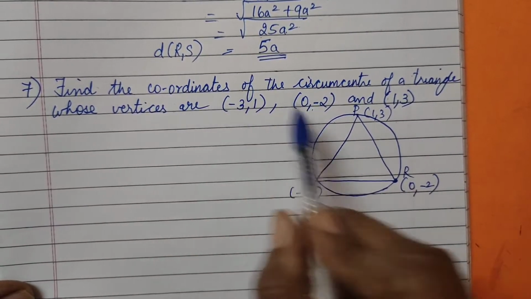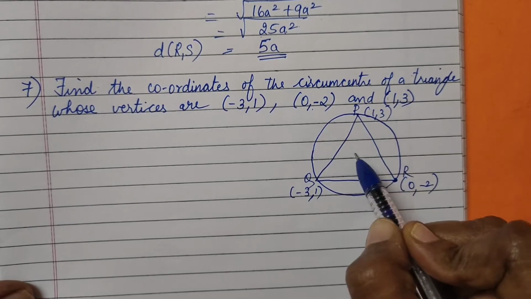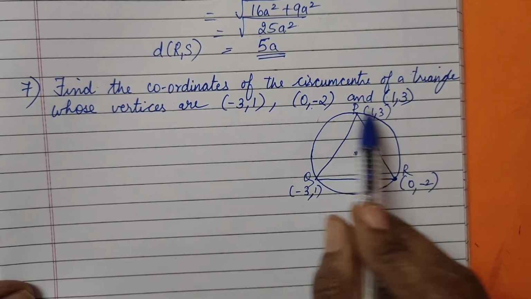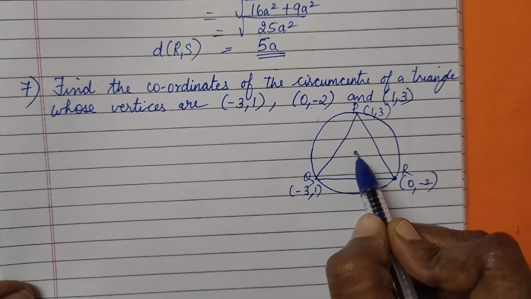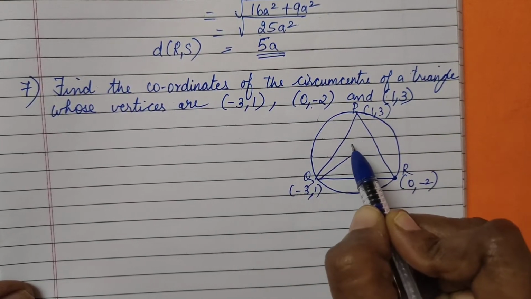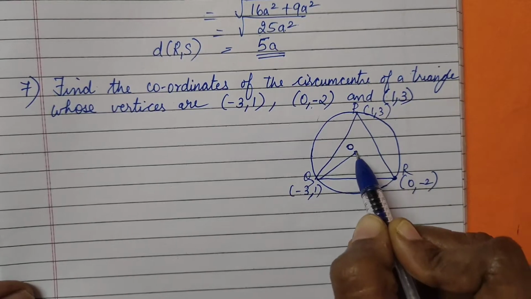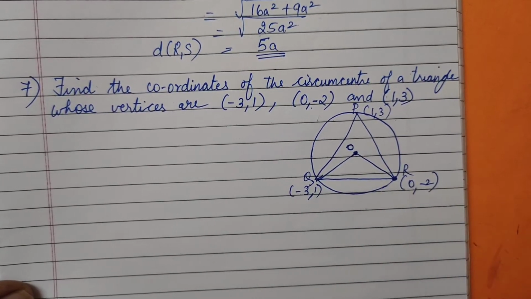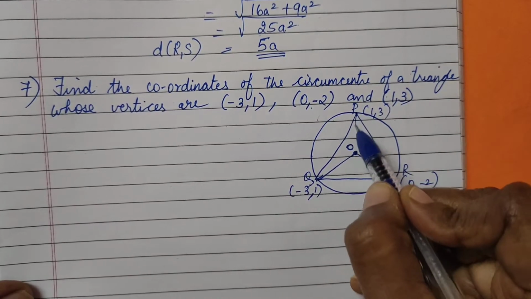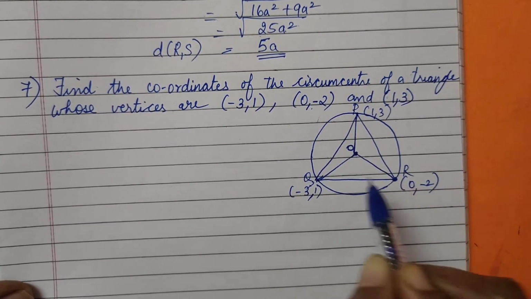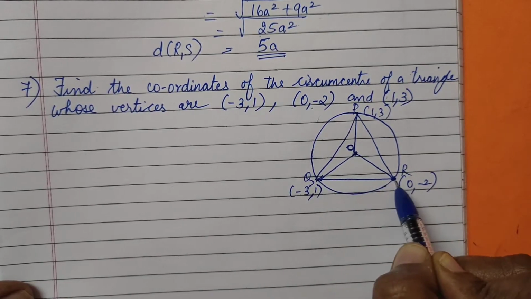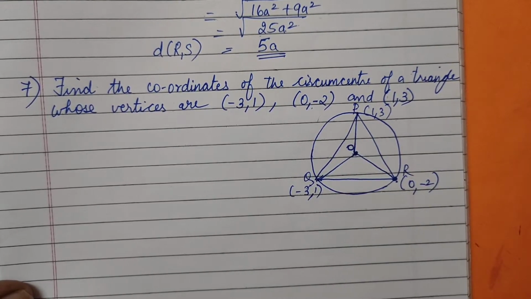Now they asked to find the coordinates of the circumcenter. That means the center of this circle. So this is the center of the circle or not? Yes. So if I join this, this is O. You understand it as O. OQ is the radius, and here OR is also a radius, and OP is also a radius. So can I say the distance OQ is equal to distance OR is equal to OP? Yes, because they are the radii of the circle.